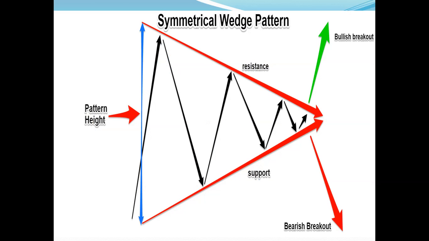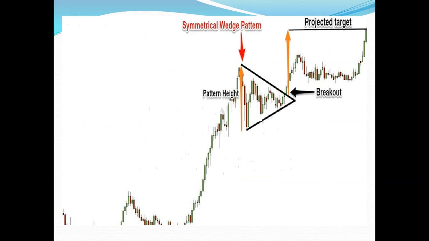So this is what it is, you see, this is a symmetrical triangle. This can break out bullish as well as bearish, and you have seen the support and resistance. Then you see how we can trade the symmetrical wedge pattern. This is a bullish pattern.